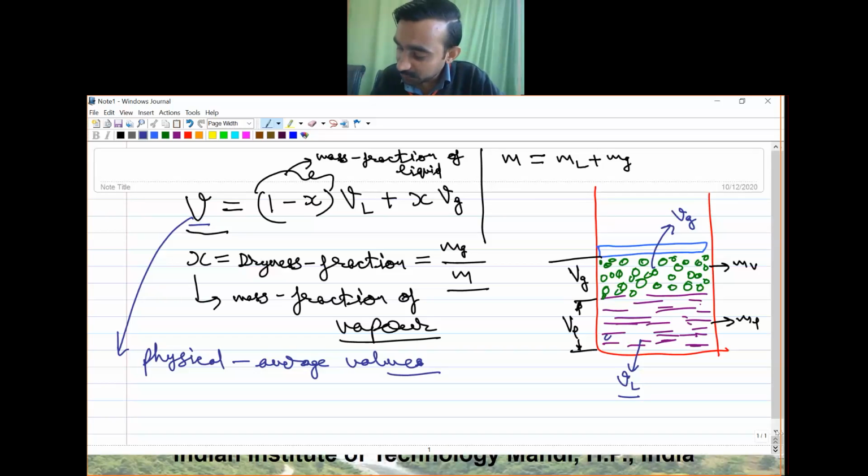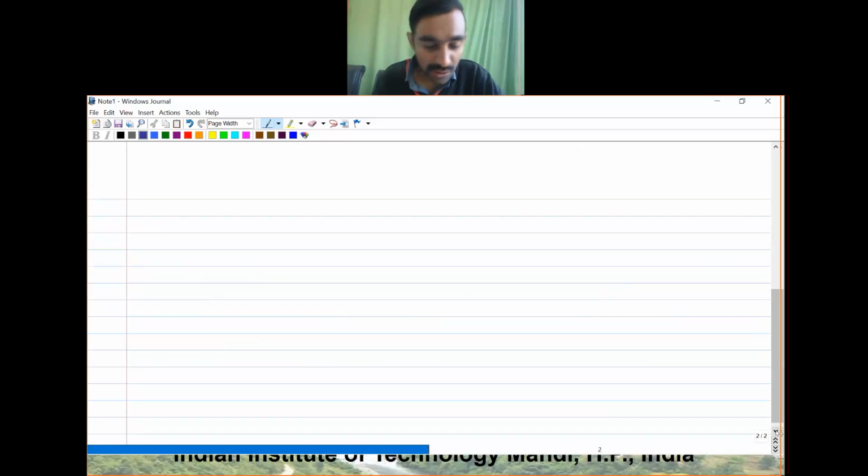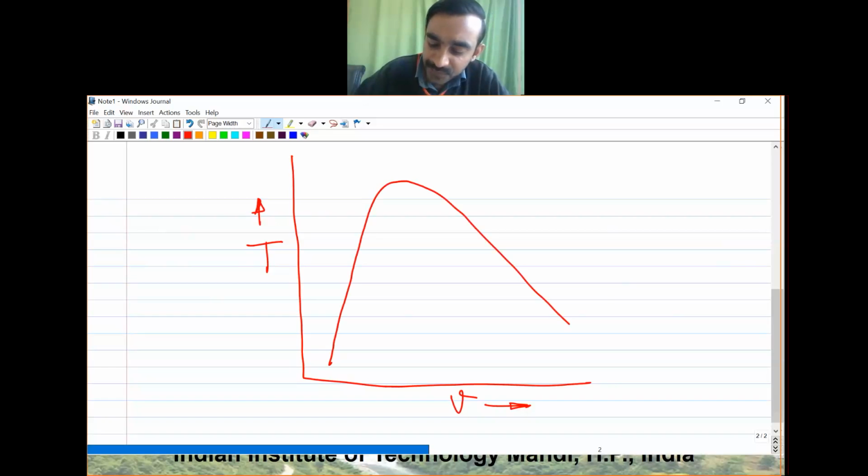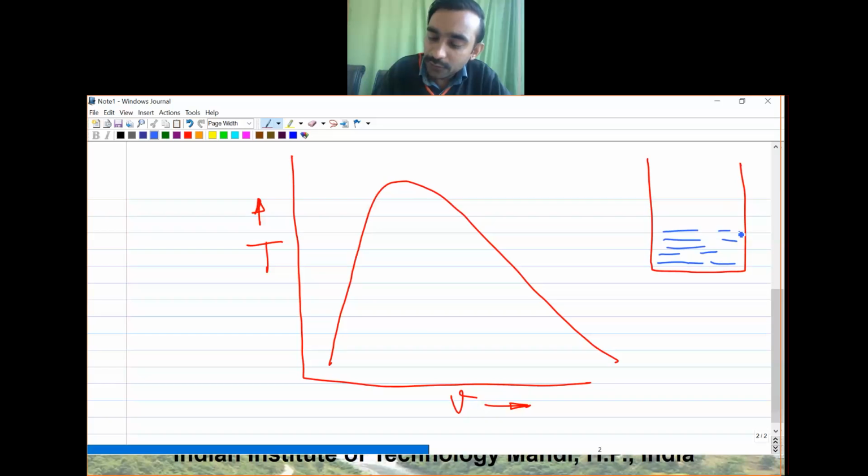Now let me elaborate this concept a little on our T-v diagram, particularly to show how it looks on a liquid vapor dome. I am considering temperature along the ordinate and specific volume along the abscissa. Now if I plot my liquid vapor dome over here, what I am referring to basically is this container where I have the mixture of liquid and vapor.